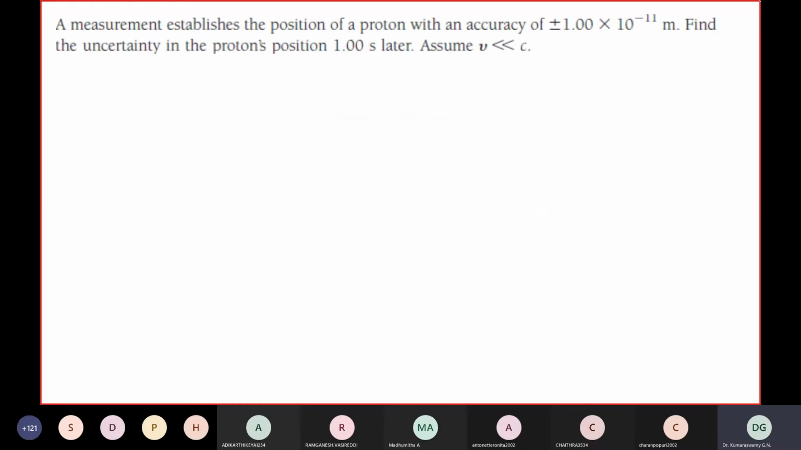A measurement establishes the position of a proton. If you show the previous slide, we can note it down. Yes, note it down.